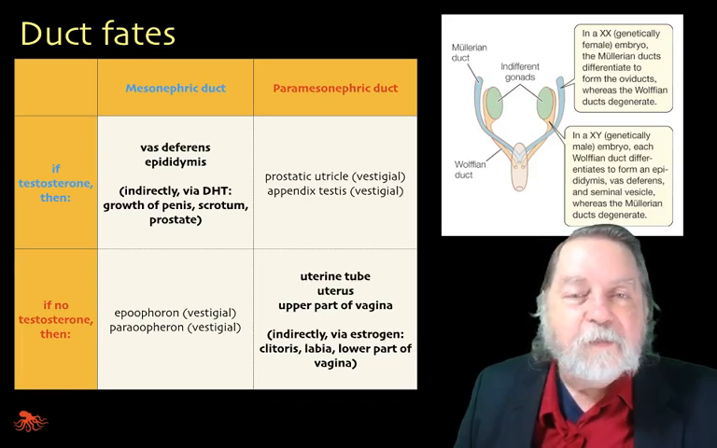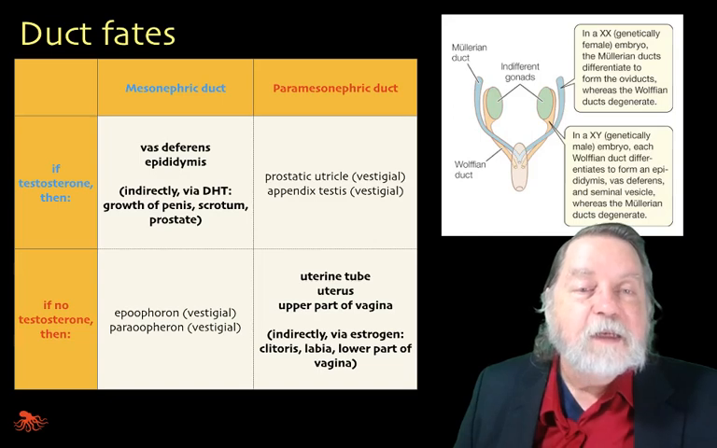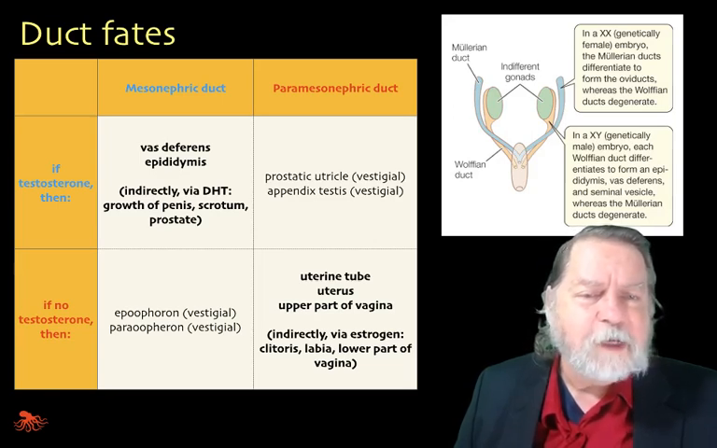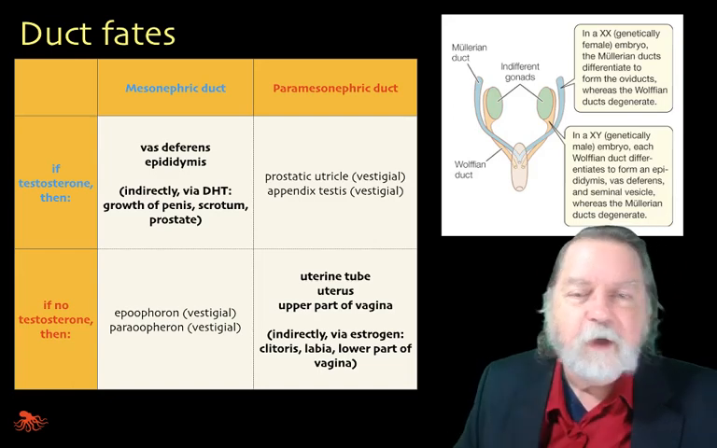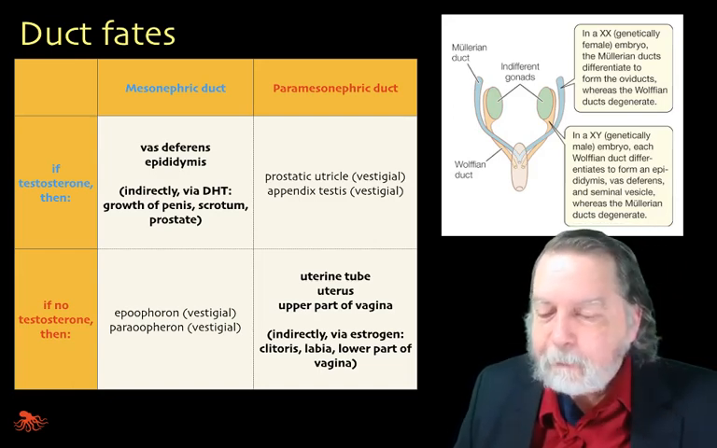But more importantly, the paramesonephric duct will expand. It will form the uterine tube, the uterus, the upper part of the vagina. And in addition, you're going to have the production of estrogen, which will induce the development of the clitoris, labia, and the lower part of the vagina. You don't want to have just the upper part. You want both parts together, or it doesn't work. So it's going to differentiate all those tissues.